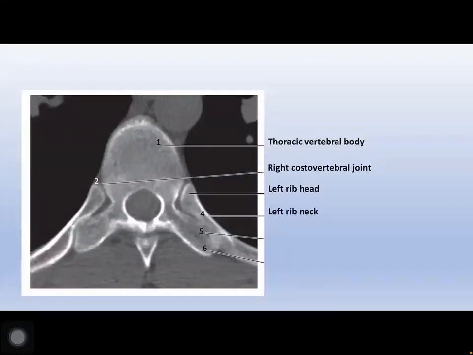The transverse process, left transverse process of the thoracic vertebra.